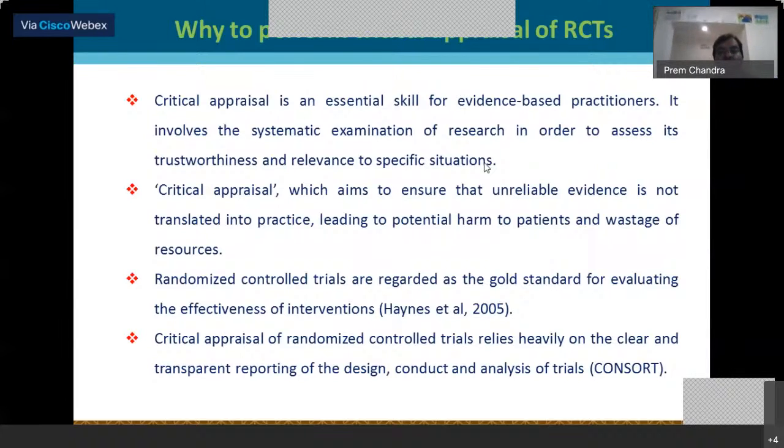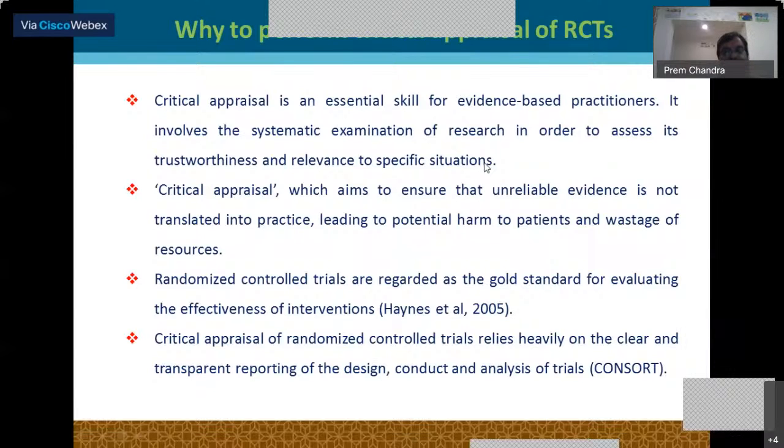So the critical appraisal of randomized controlled trials relies heavily on the clear and transparent reporting of the design, conduct, and analysis. I will repeat this last sentence. The critical appraisal of randomized trials relies heavily on the clear and transparent reporting of the design, conduct, and analysis. This is why we need the guideline to report a clinical trial, and the guideline which we use is called CONSORT guidelines. We'll discuss very briefly what exactly the CONSORT guidelines are and why we need to use them to conduct and report properly a clinical trial.